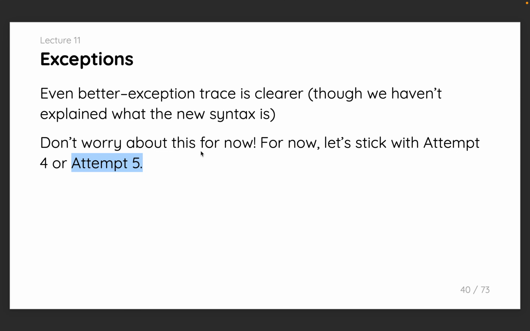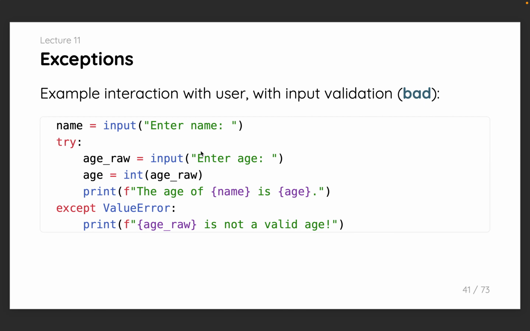Alright, so if we combine this with input and output, we can have something like this. We're asking for the name and the age, and we're printing out this sort of stuff. Here we're checking if they input a valid age. They didn't just input banana or something. So if we see that the user input something illegal, we catch that value error from this int of age raw, and we say that that's not a valid age.